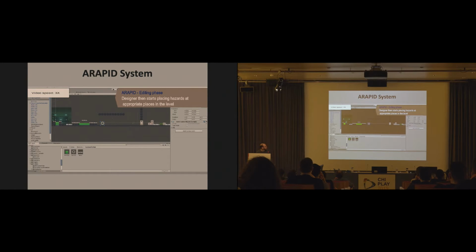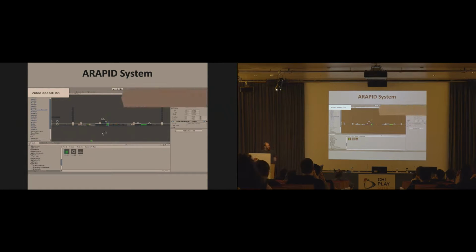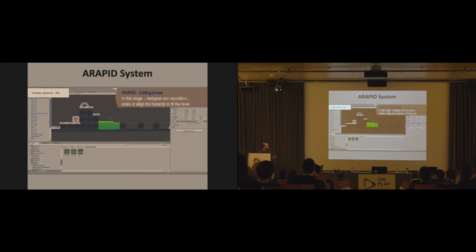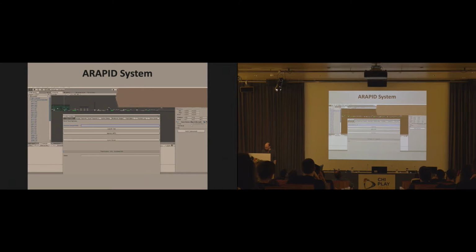So here's an example of actually using the system on a different game, a very similar game, the other 2D game that we looked at. The designer can edit the level. In this case, all they can do is position these hazards, such as the acid pits and the buzzsaws. They can put them wherever they want, move them, resize them, and so on.